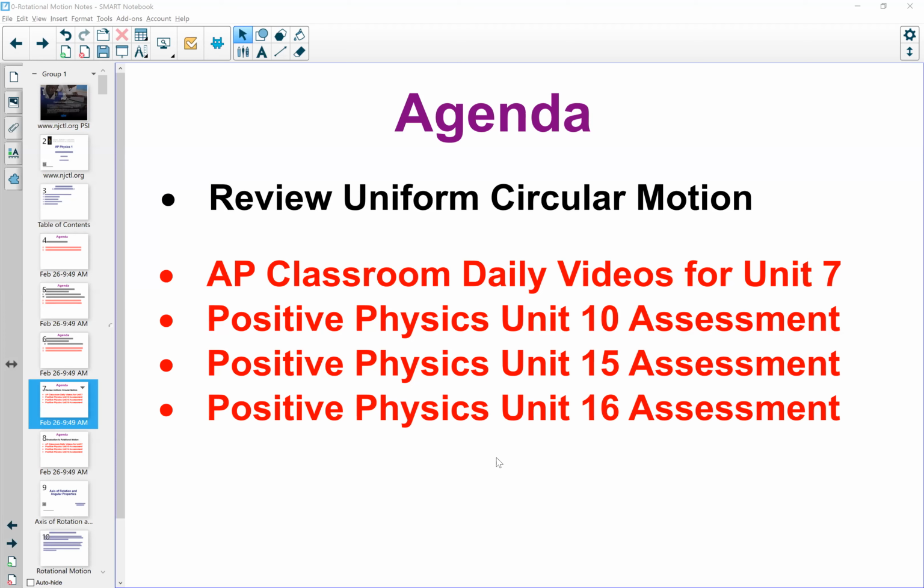Same thing today. We're just going to give you a chance to review, kind of refresh your memory on what uniform circular motion problems look like. I give you a chance to solve several different kinds, both individually and in groups. And then Thursday, we'll be starting rotational motion.